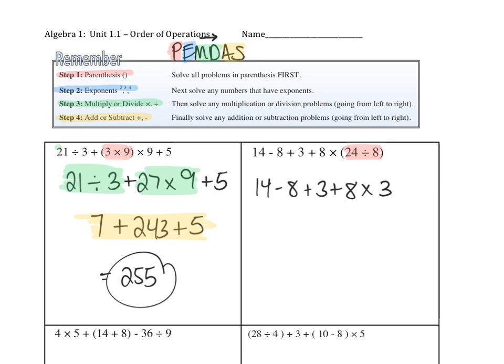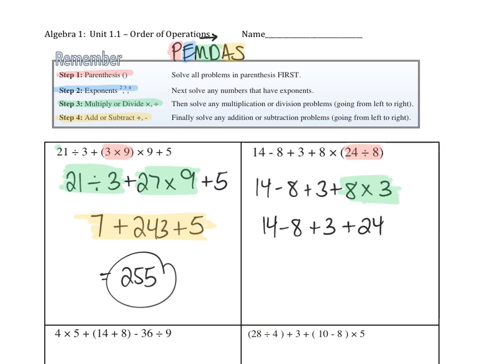Next, I look for exponents, which there are none, again. And then I look for multiplication or division. So if I'm looking for multiplication or division, I can see that there's 1 there, and it's 8 times 3 at the end. So I'm going to solve that one next, and I'm going to rewrite my problem again. So I have 14 minus 8 plus 3, and 8 times 3 is 24.